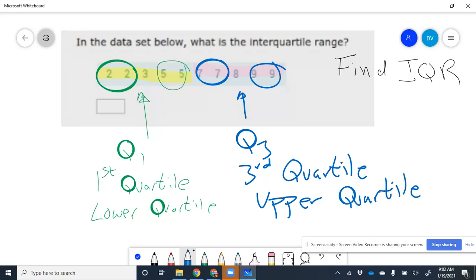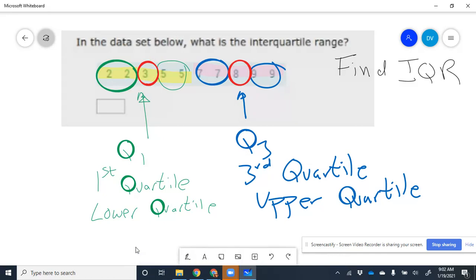Now, let me remind you that if I asked for the range, it would be the largest number, 9, minus the smallest number, 2, and they do sometimes ask that. But when they ask for the interquartile range, and let me circle this with a different color, it's not the largest number minus the smallest number. It's the largest quartile minus the smaller or the lower quartile.